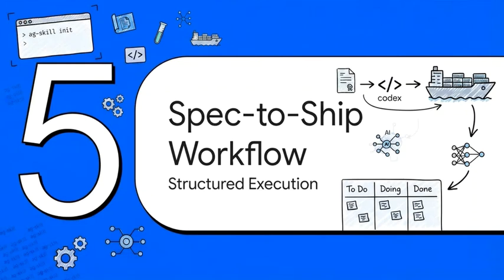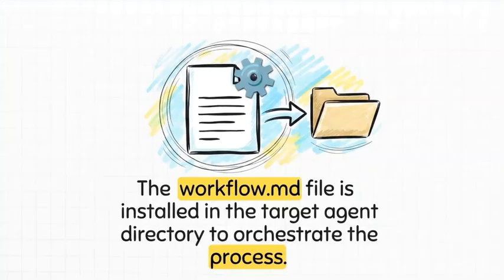Which brings us to Section 5, the spec-to-ship workflow. The real secret sauce to standardizing this entire process lies in just one single file: workflow.md. When you install the Core Agents bundle, AG Skill automatically drops this core specification document right into your target agent directory, like, for example, your .github/agents folder. This file is the absolute blueprint for your client project.